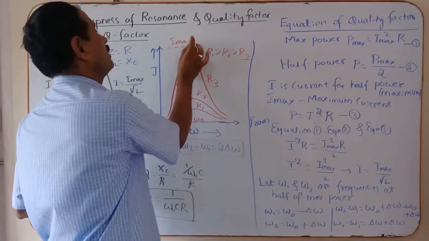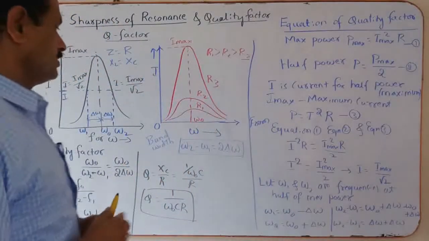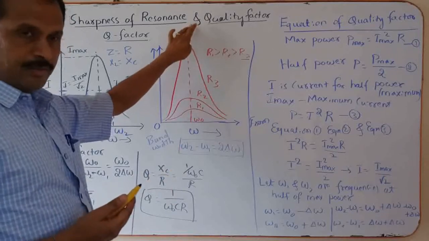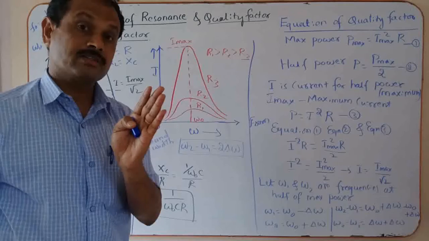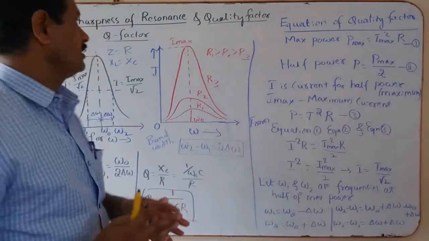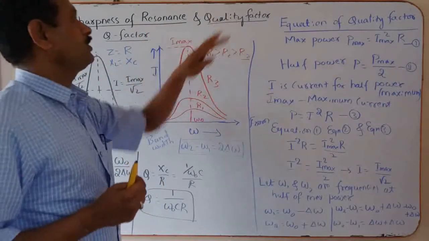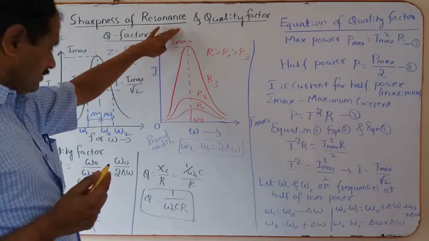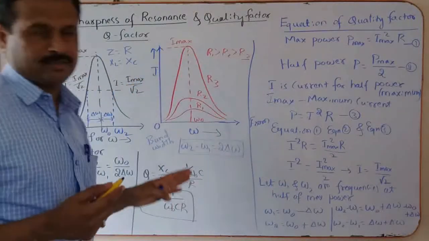It shows the sharpness: how the rate of current is decreased on either side of the resonant frequency. That shows the sharpness of the resonance. How does the current decrease from the maximum current on either side of the frequency, and at what rate? That shows the sharpness of the resonance. And you come to the quality factor. It means the more the quality factor, the more the sharpness.